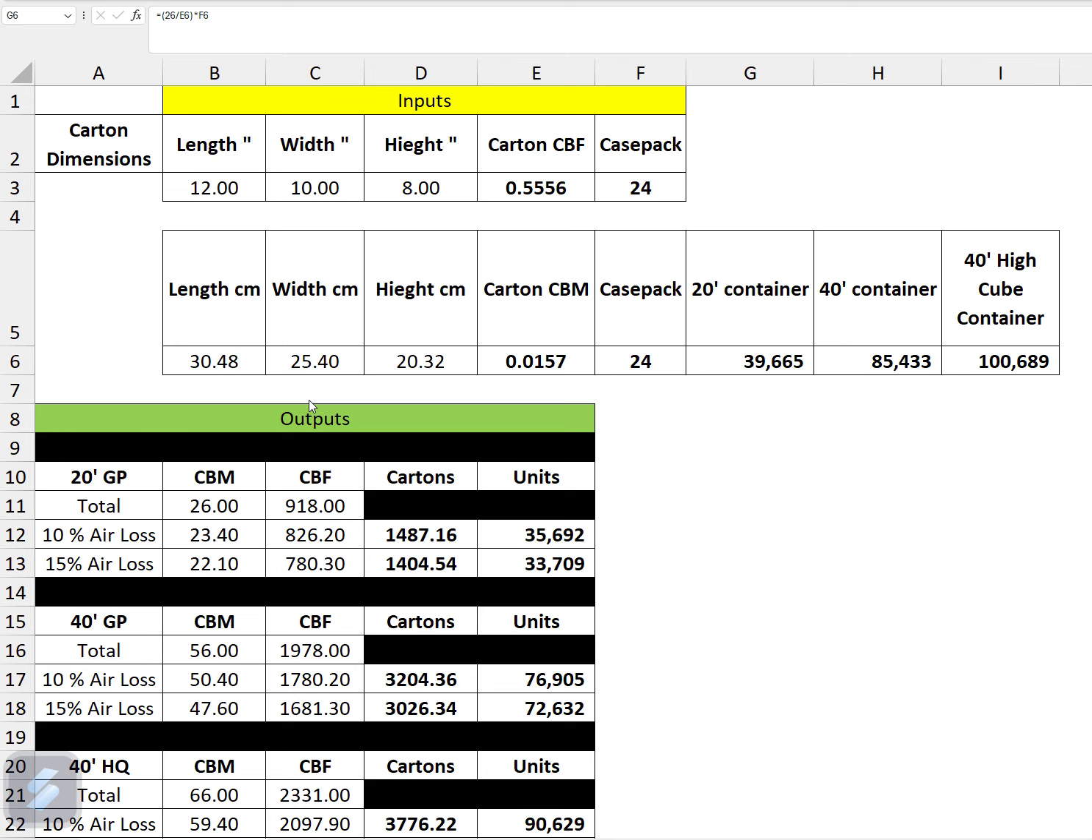Excel just so you can have some number visuals, and it makes it really simple. I like to work in centimeters when I'm dealing with this, and then work in cubic meters with my container, just because I work with a lot of international customers.